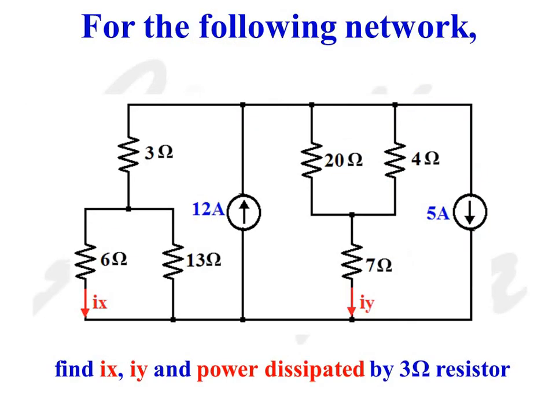For the following network, find Ix, Iy and power dissipated by 3 ohms resistor. So we can find Ix and Iy using current division rule, and power dissipated by the 3 ohms resistance can be computed using the equation P is equal to I square R, where I is the current flow through resistance R.